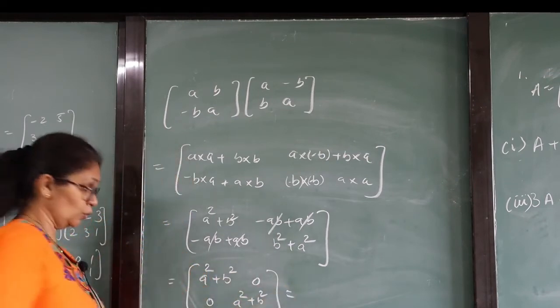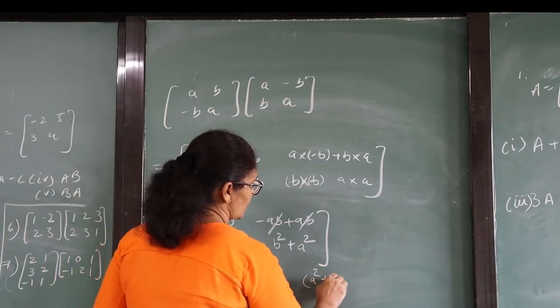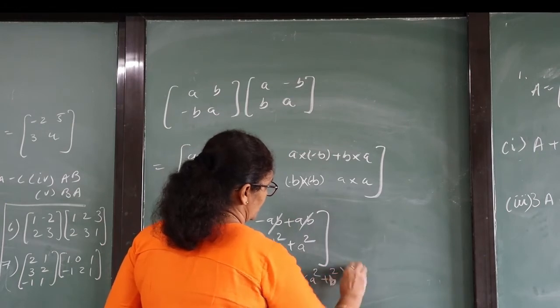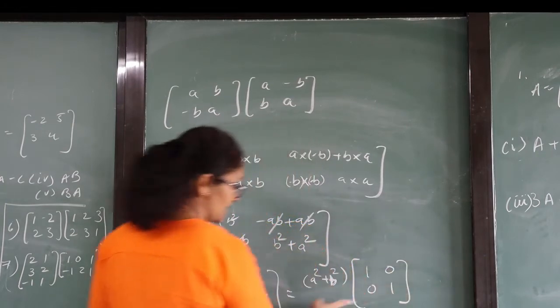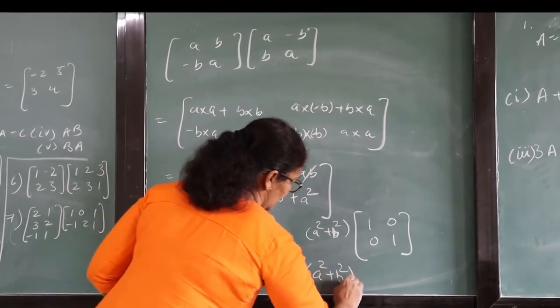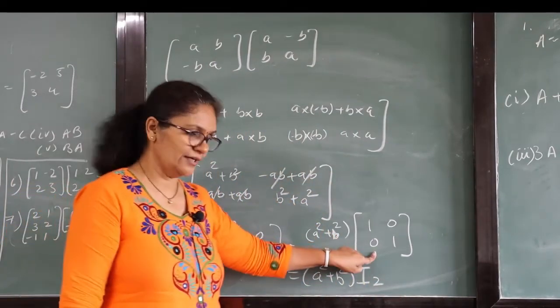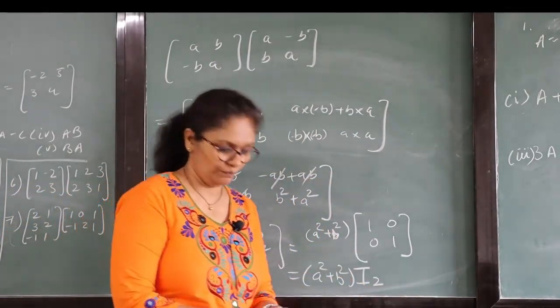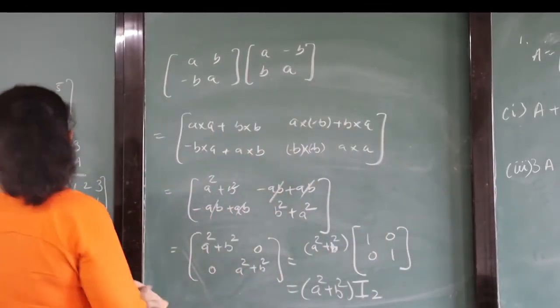You can write it in two ways. This one again is your answer. If you take A square plus B square common from it, what is the remaining matrix? 1 0 0 1. This is the second answer, and the third answer you can also write with I2. I2 means what? Identity matrix, 2 by 2. So this is your exercise question only.